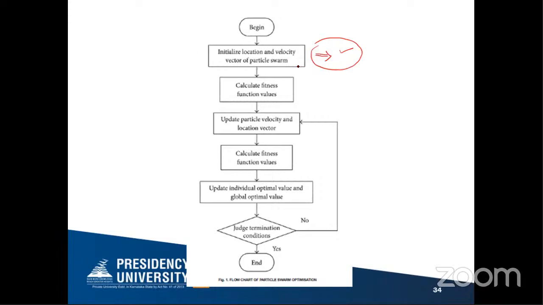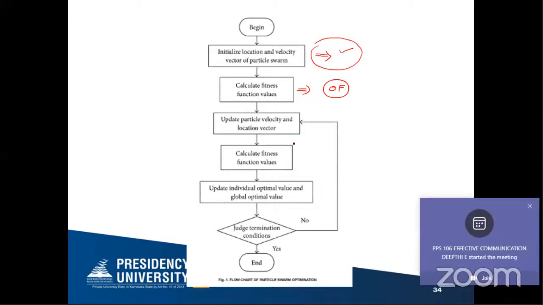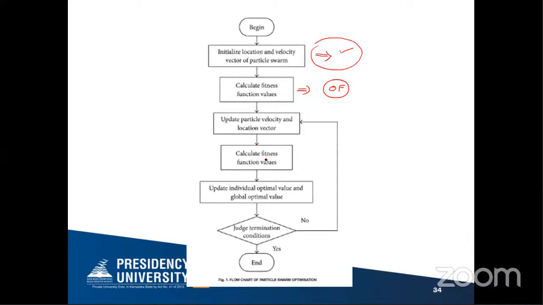After initializing those parameters, whatever the initial values, alpha 1, alpha 2, alpha 3 in our case, we have to substitute them in the fitness function. The fitness function is nothing but the objective function. So we substitute that here. Once you calculate the fitness values, if it satisfies the condition, it's fine. If not, we have to update the particle velocity and location vector, and again we calculate the fitness values.